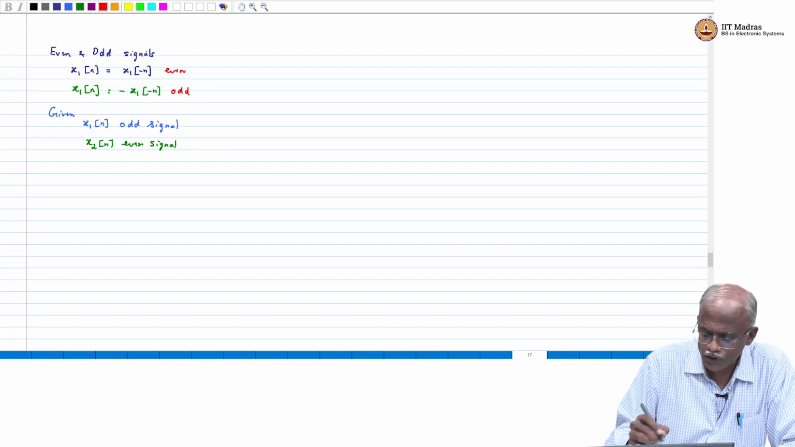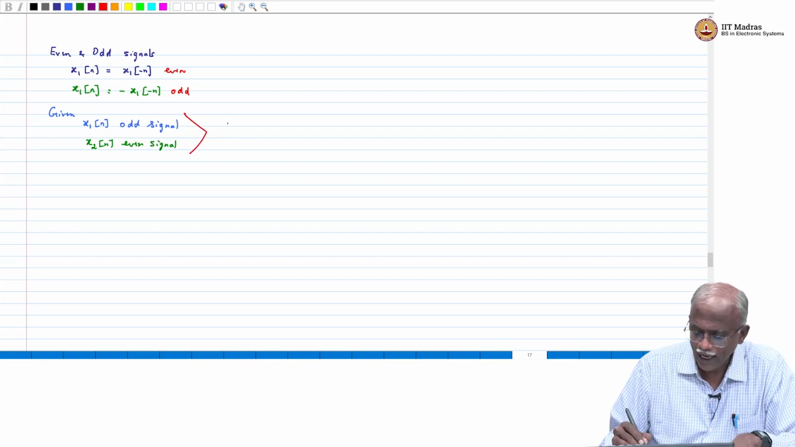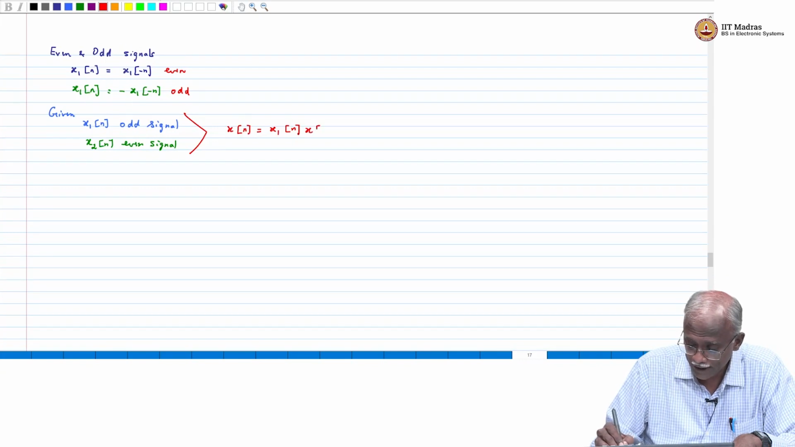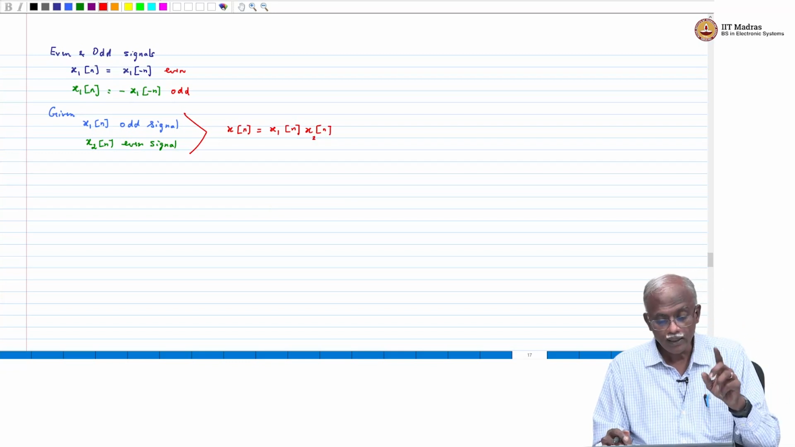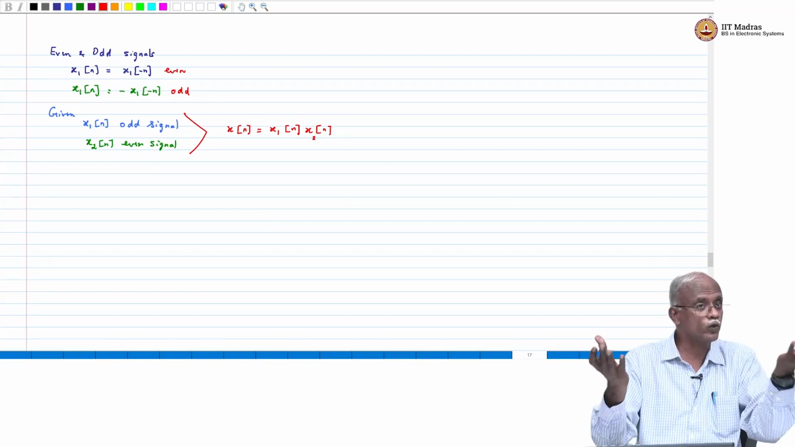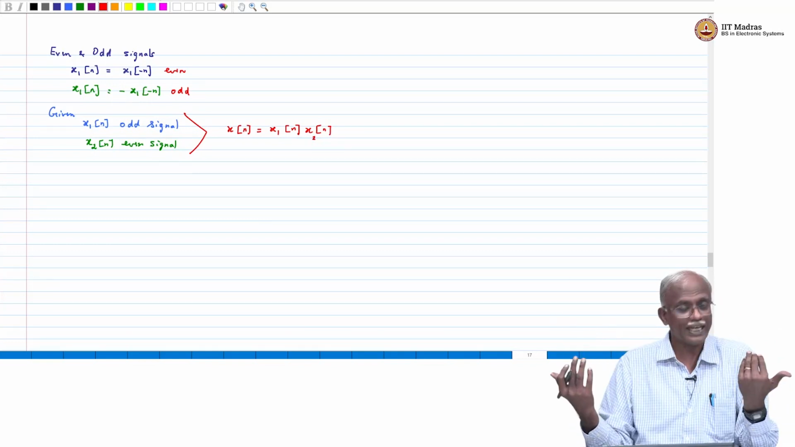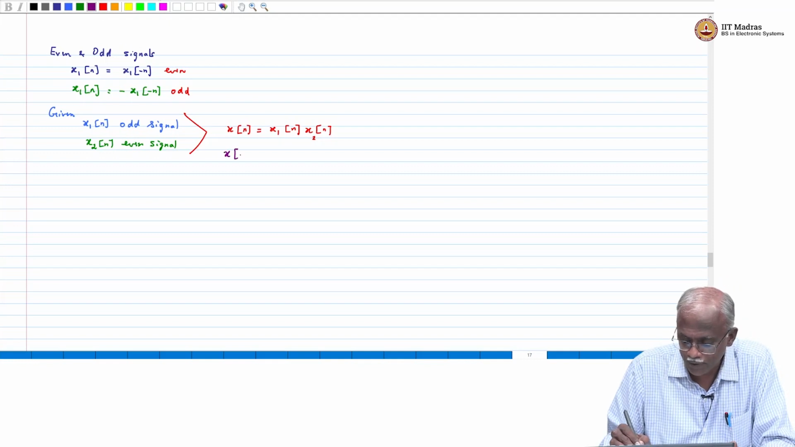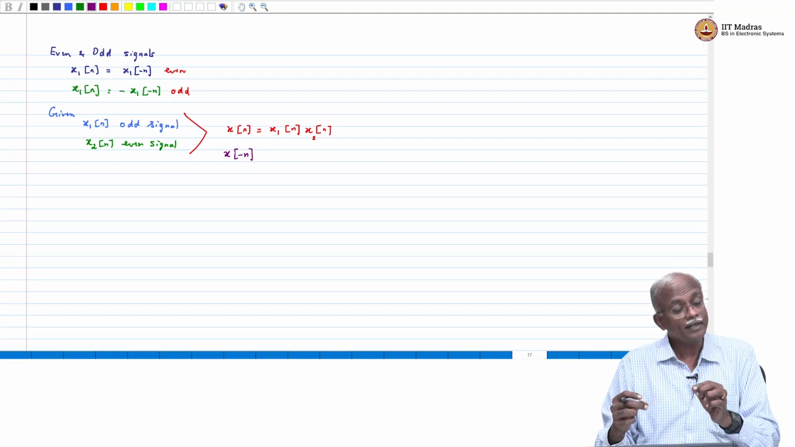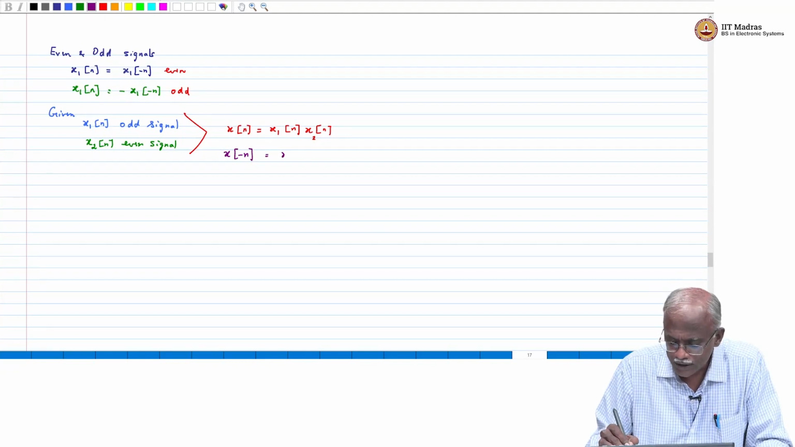Now, given these two conditions, I am going to create a product signal x of n equal to x1 of n times x2 of n. Now, the question is, does x of n have either of those two properties? Remember, x1 was odd, x2 was even. The best way to do it is to substitute n with minus n. Look at x of minus n. What is this equal to? This is equal to x1 of minus n times x2 of minus n.